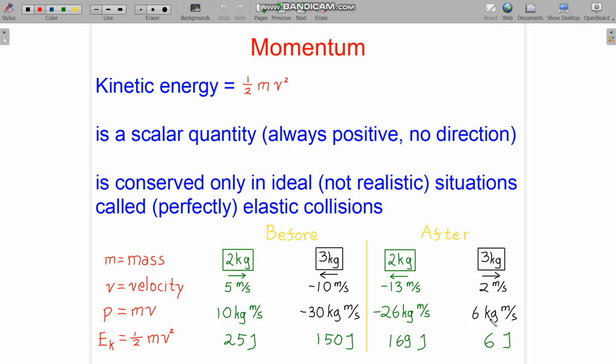But now the kinetic energy: 1/2 times 2 times 13 squared, that's 169. And for the 3 kg, 1/2 times 3 times 2 squared, so that is 6. The total is also 175. So in this case, kinetic energy is conserved. The kinetic energy before equals kinetic energy after. So this is the ideal perfectly elastic collision. The energy is exactly the same.